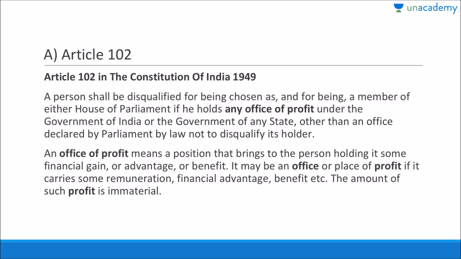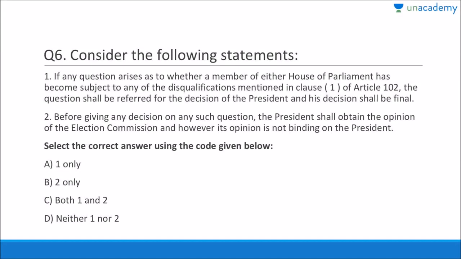Okay. So the amount of such profit is immaterial. It can be 1 rupee, 1,000 rupees, 1 lakh rupees, 1 million rupees. That is not important.